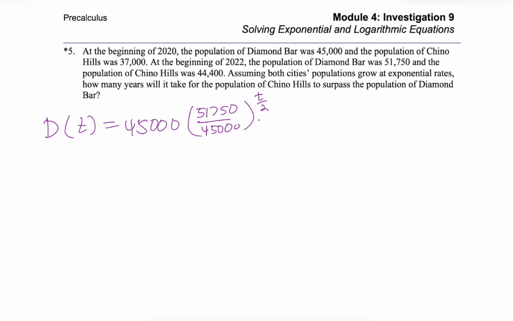Okay, so that's a formula for Diamond Bar. Let's make up a formula for Chino, and you'll get the same sort of thinking. This is 37,000. Take the new population divided by the old population to get that 2-year growth. That's why we have to divide by 2.